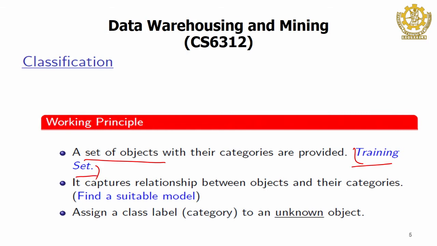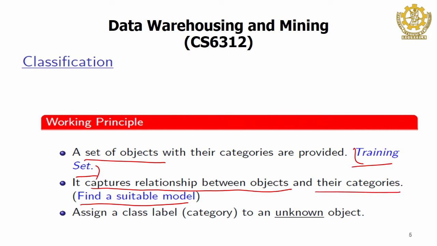Okay. And then what do you have to do? We have to find a model. What is that model? A model is nothing but, as we talked about a few minutes before, a function. So we have to learn a function from the training data set. The model captures the relationship between the objects and their categories.